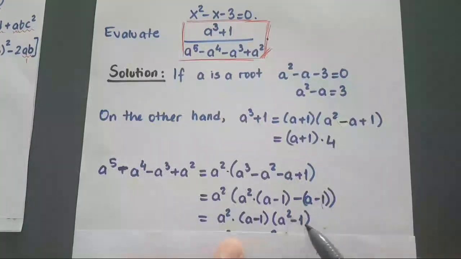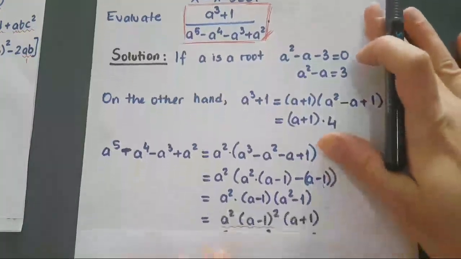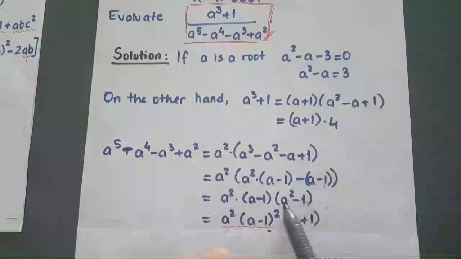A squared minus 1, what's this, guys? It is a difference of two squares, so I can factorize it as a minus 1 times a plus 1. So I will have the square of a minus 1 and a plus 1: a squared times a minus 1 to the power of 2 times a plus 1.